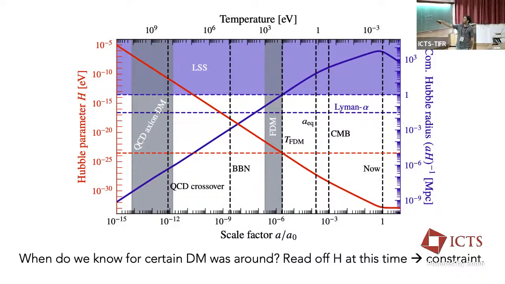Okay, so then when the size of the horizon was 1 megaparsec, the temperature was about 100 eV, the scale factor was 10 to the minus 6, and Hubble was 10 to the minus 23 and a bit. Once we go further back in time into smaller comoving Hubble radii, all of the rest of this involves nonlinear structure formation, and it gets more complicated to set limits from structure formation.